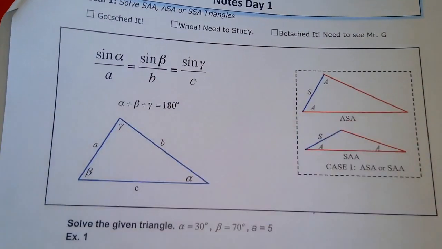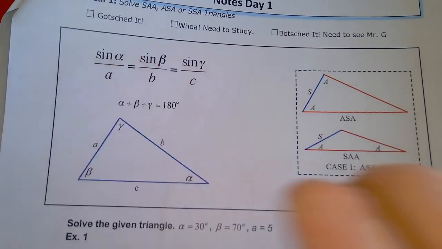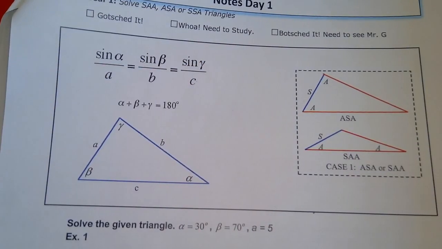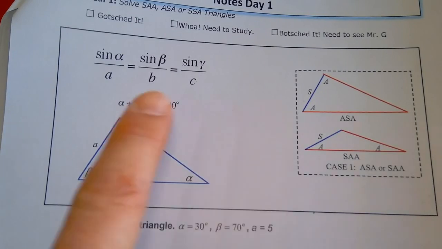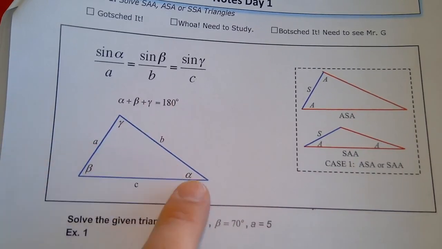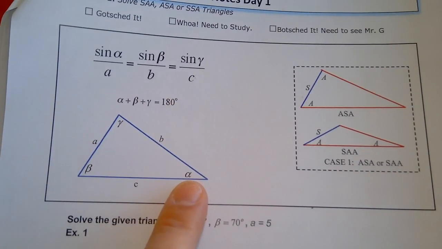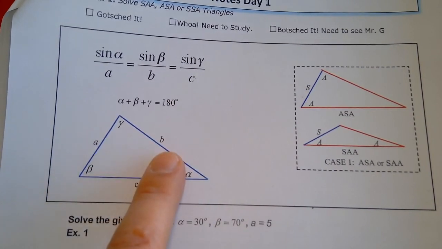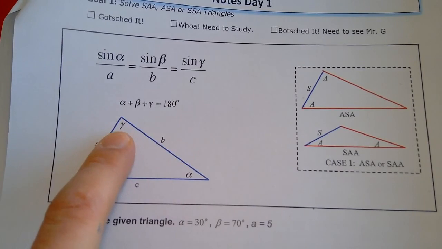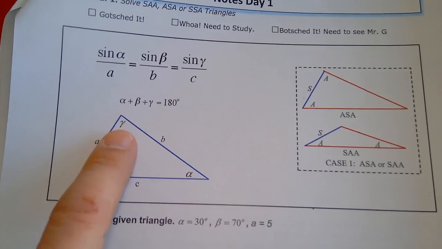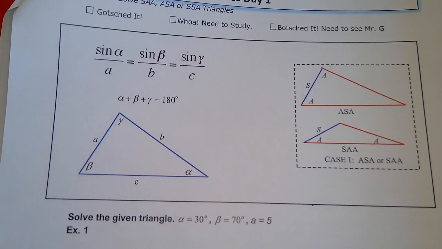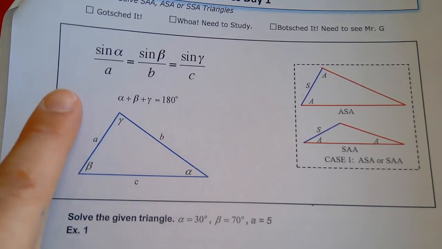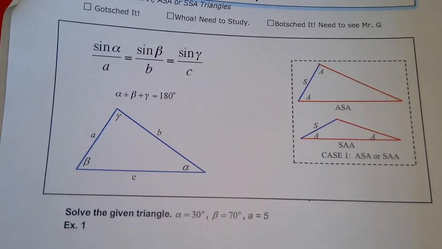So it's going to look like this. Have you guys seen this before? Yeah, you guys are shaking your heads. Okay, so the big thing is to make sure you know little a is across from alpha, or big A. Big B, beta, is across from little b. And this is gamma, or big C, across from little c. We're going to set up these ratios to solve for little sides and angles.